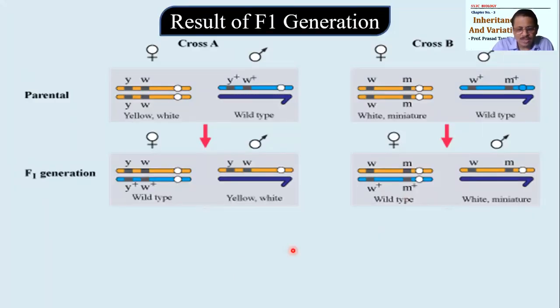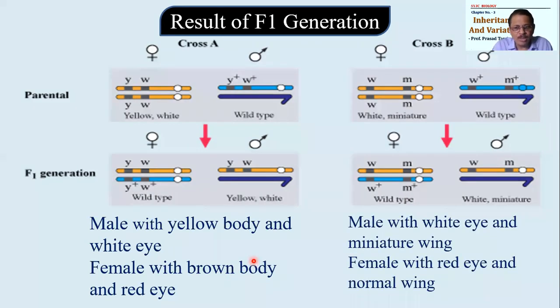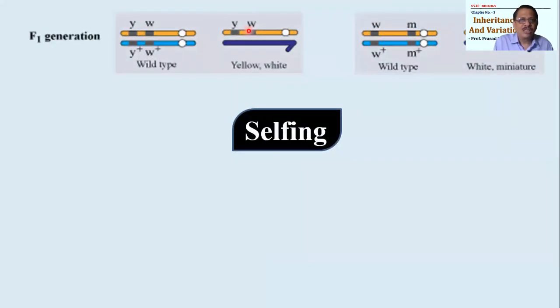So as far as this concept is concerned, we have got male with yellow body color and white eye. Female will be having brown body color and red eye. In this particular second experiment, male with white eye and miniature wing, female with red eye and normal wing. Now he will go for selfing. What is our rule? What is the rule of a genetic experiment? The F1 generation has to be made to self. So we will do selfing. What does selfing mean? Organisms of the same generation, or of similar phenotype or similar genotype, have to be bred with each other.